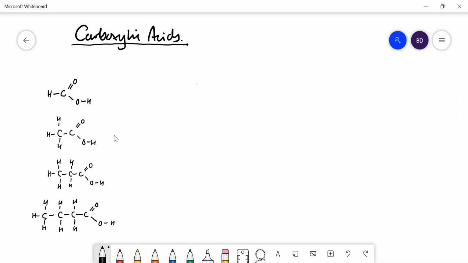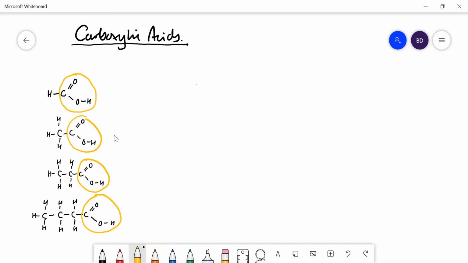Okay, this is another family of organic chemistry molecules, the carboxylic acids, and you can see the functional group here. So I've written the first four members, and they all share this functional group. It's a carbon with a double bond oxygen and an OH on it. Okay, that's the carboxylic acid group.